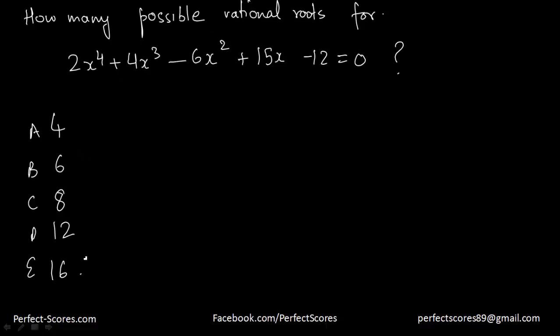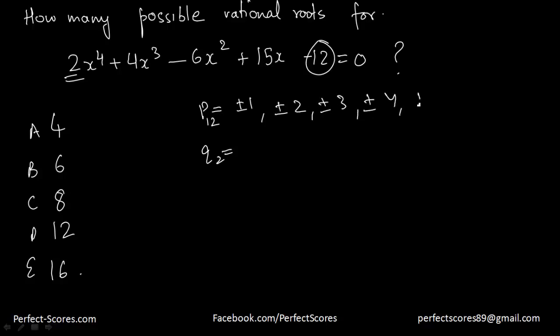Okay, so it says how many possible rational roots are there for this. So how would you find the possible rational roots? You'll find all the factors of 12 and you'll find all the factors of 2. So what are the factors of 12? Plus or minus 1, plus or minus 2, plus or minus 3, plus or minus 4, plus or minus 6, and plus or minus 12. What are the factors of 2? Plus or minus 1 and plus or minus 2. Then what all possible values for p by q are there?